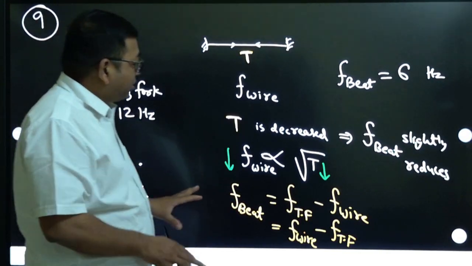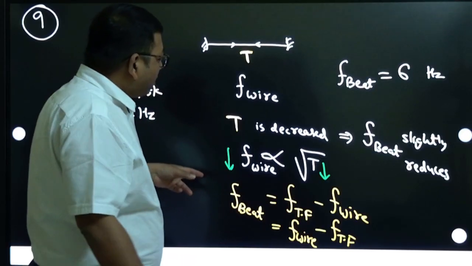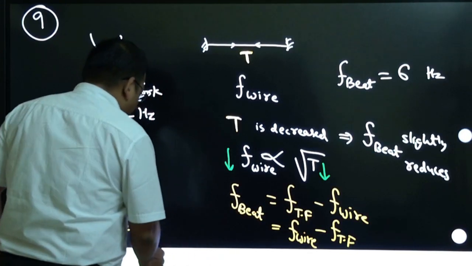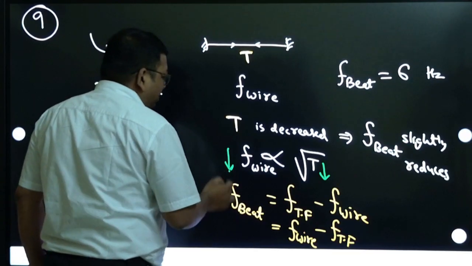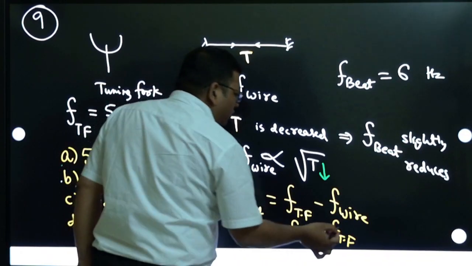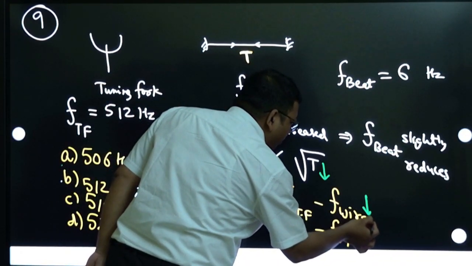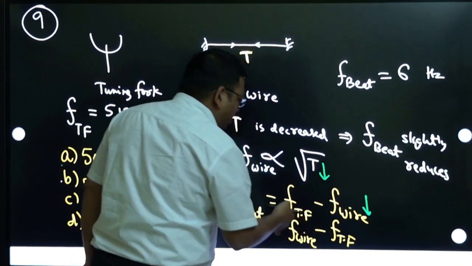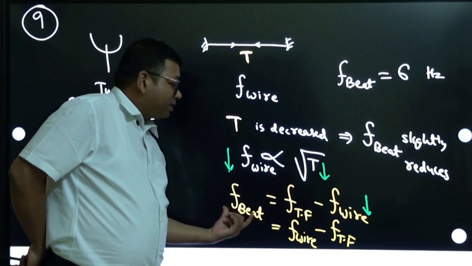So now think about it, try to fit the information here. If you decrease the wire frequency, the beat should also decrease, that is what is given in the question. So if you decrease the wire frequency, in the first equation, what will happen to the beat? Will it decrease or increase?